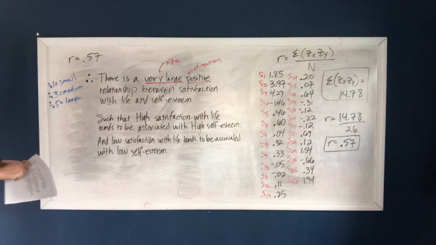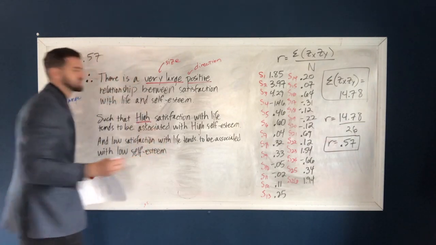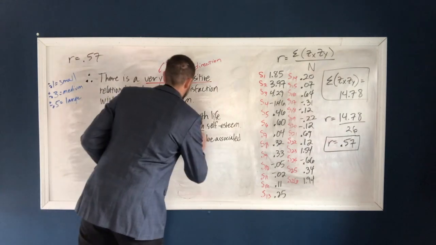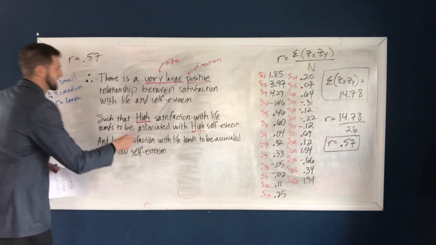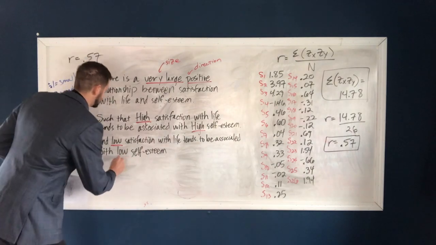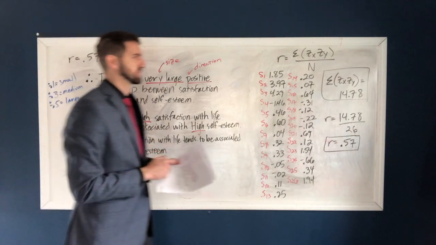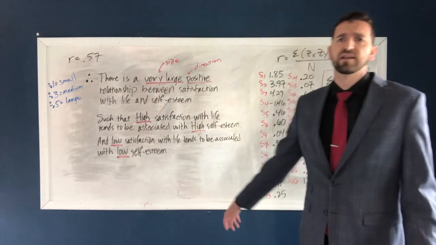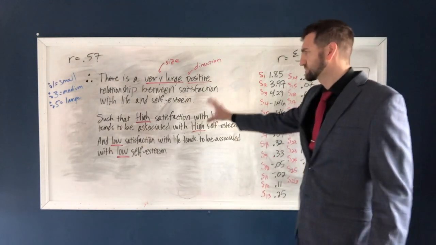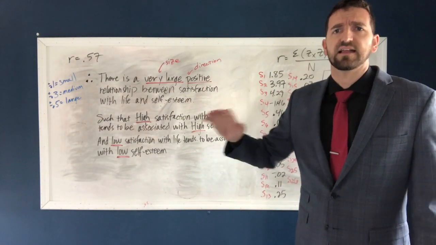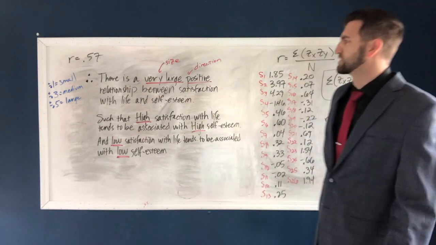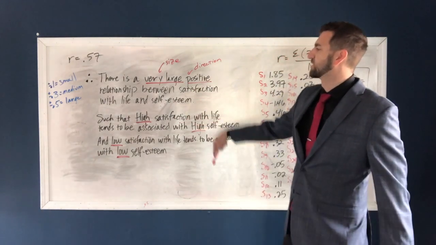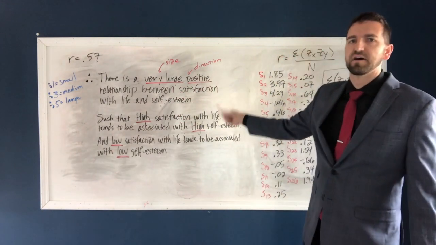Okay, such that high satisfaction with life tends to be associated with high self-esteem, and low satisfaction with life tends to be associated with low self-esteem. So this is the best way to think of it, and when you're taking the exam this week, you could just use this language and switch things around. So basically, what's going to switch would be the variable names, and high, low, or very large and positive.